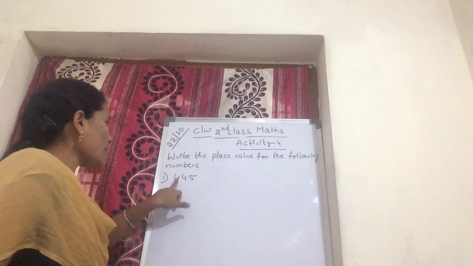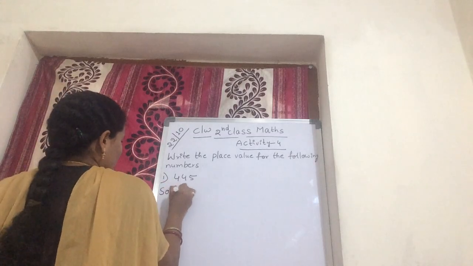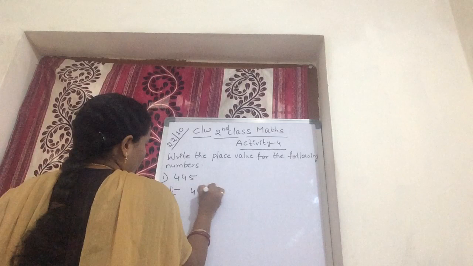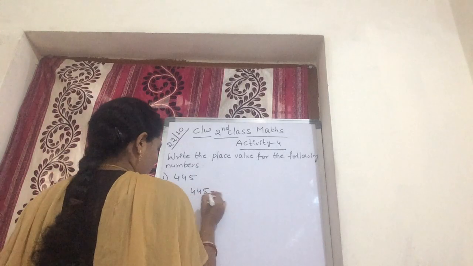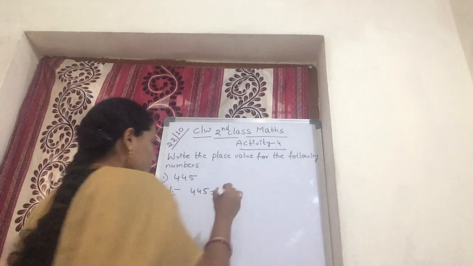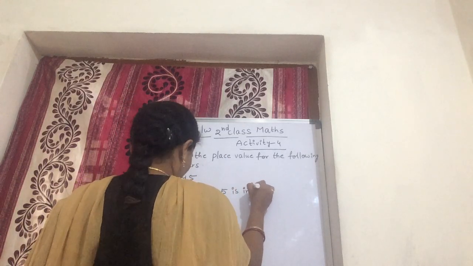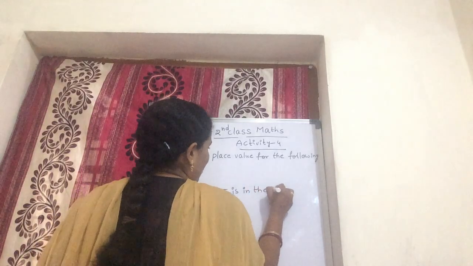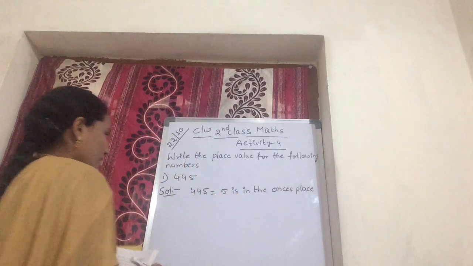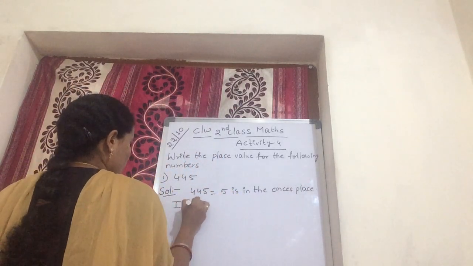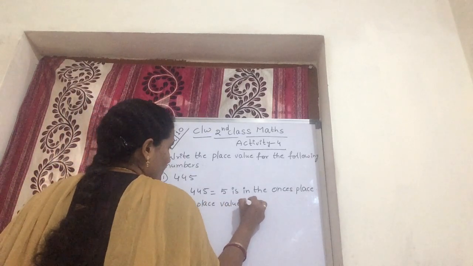445. What is our number? 445. Now write down, children. 445. Now the first one is what? 5. Yes, first we are taking 5. 5 is in the ones place, and its place value is 5.